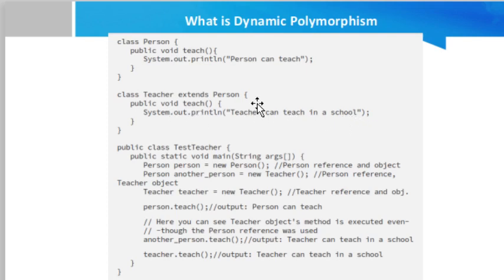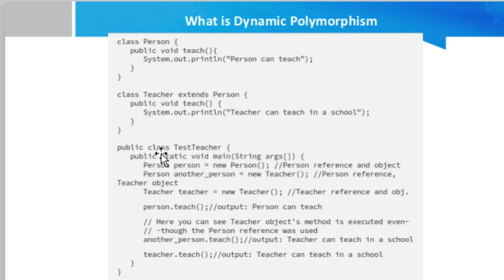So this is the parent class, this is the child class. Person is the parent class, Teacher is the child class. Teacher extends the Person class, and both classes have the same method signature, teach and teach, and the printed values are different. It will show "Person can teach", and it shows "Teacher can teach in a school".